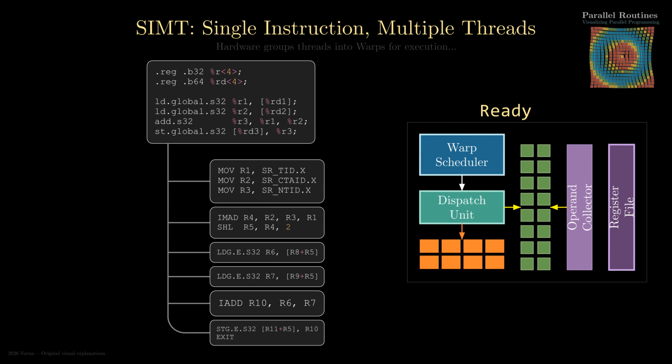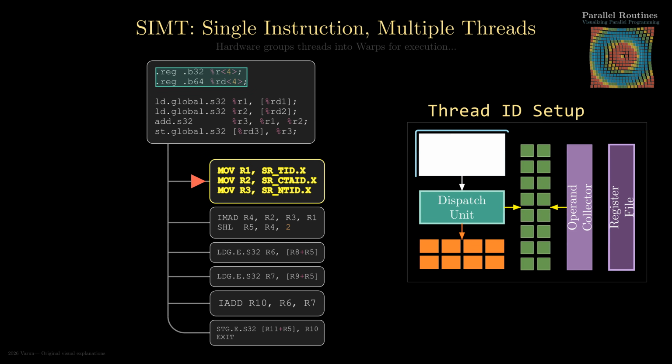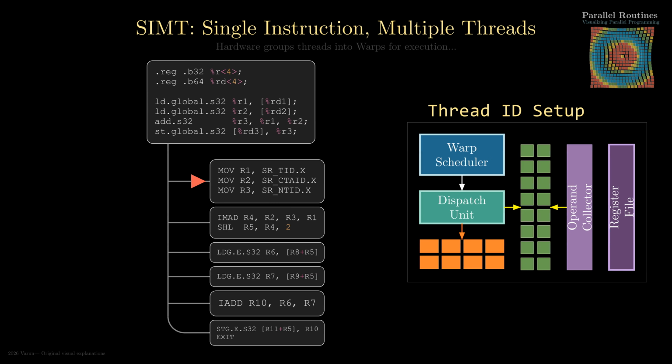The partition is ready. Let's step through actual instruction execution and see data flow through the hardware pipeline, all 32 threads moving in lockstep. Special registers holding thread and block IDs, like thread ID and block ID, are moved into general-purpose registers. This sets up each thread's identity.